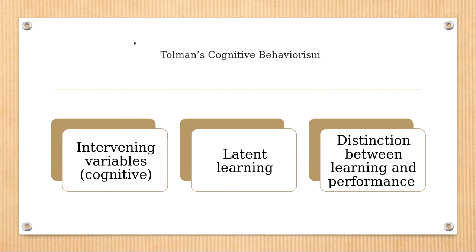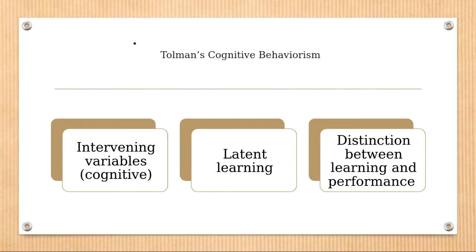Rather than you see a big scary dog and you automatically yell, Tolman might say you see the dog, you anticipate that the dog is going to bite you, so you yell. So again, there's some cognitive process that comes between the stimulus in the environment and the behavior that causes the behavior to occur.